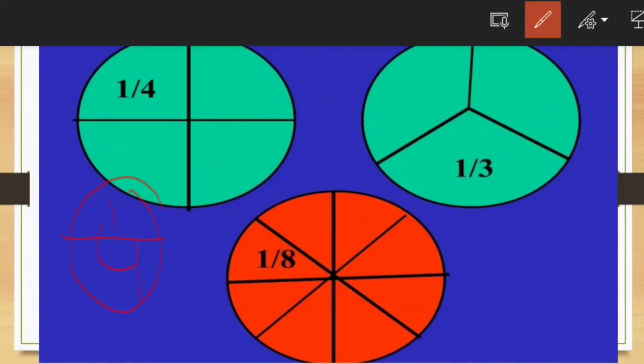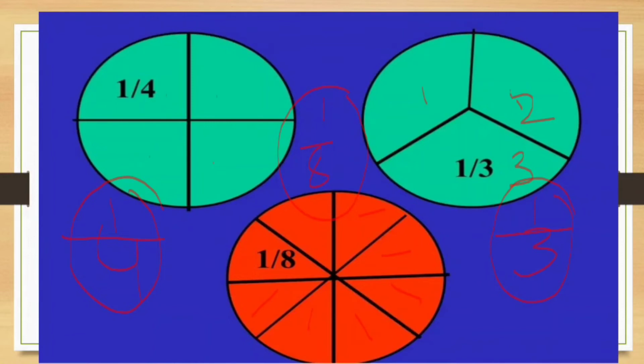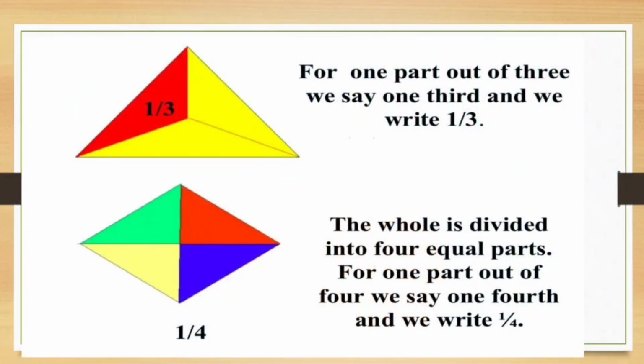Wonderful. Now any idea of this? How many parts? 1, 2 and 3. So downside we will write 3, and if we take one part then this picture shows us 1 upon 3. Now here we can count the number of shapes. 1, 2, 3, 4, 5, 6, 7, 8. So here the fraction becomes 1 upon 8. Clear? Yes. Let's see another one.